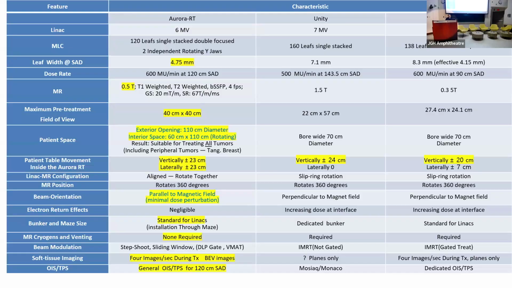I'm just going to go over this a little bit. This is just the specs of our system. We use 120 leaves, what we call single stacked double focus. That's some gibberish about what that means. But what's important here is basically we have two independent rotating Y jaws that the others do not. That just increases the number of options you may have to treat. A very large plus or minus 23 centimeters. What's important here is we could install it in any room.